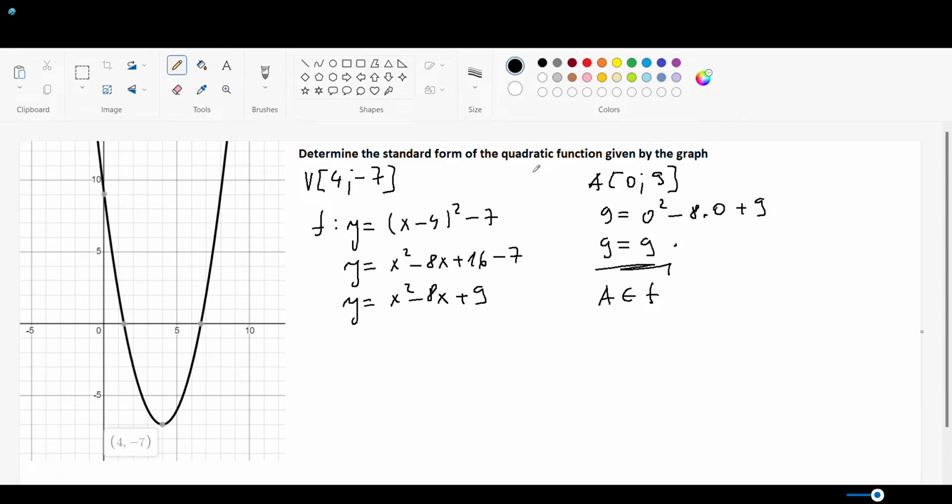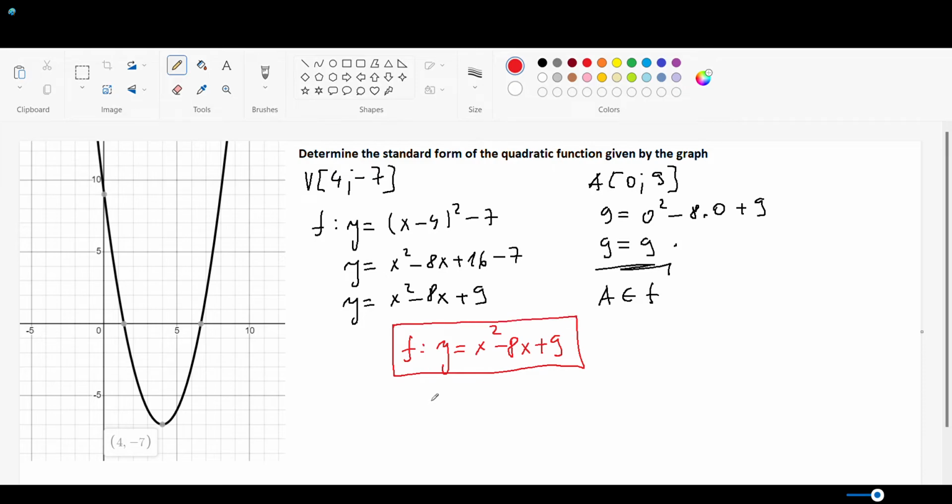So my final solution is that the graph of this function is given by y equals x squared take away 8x plus 9. So this is my solution.